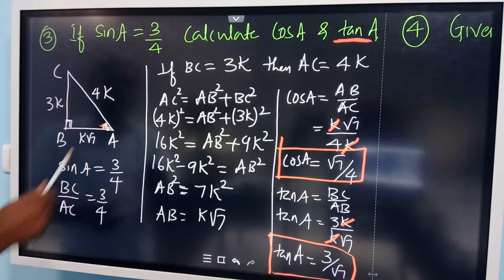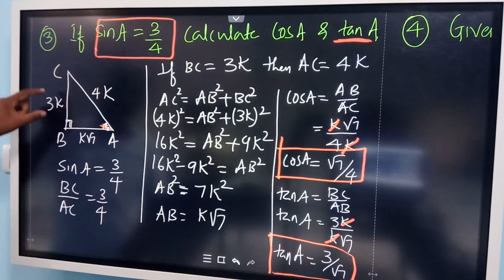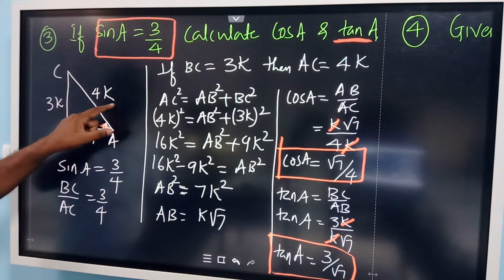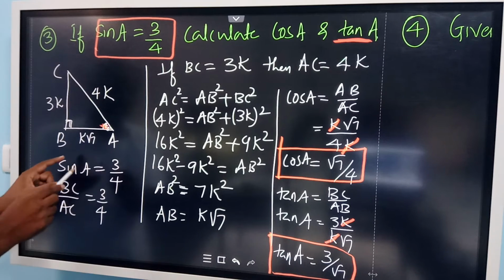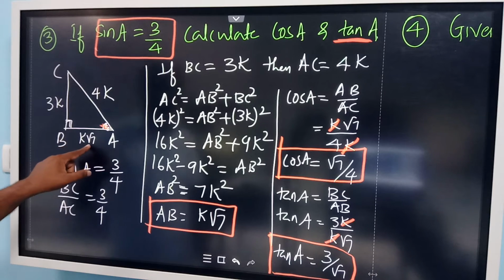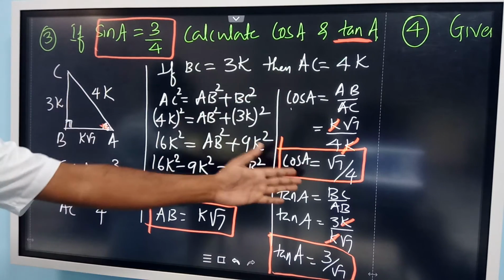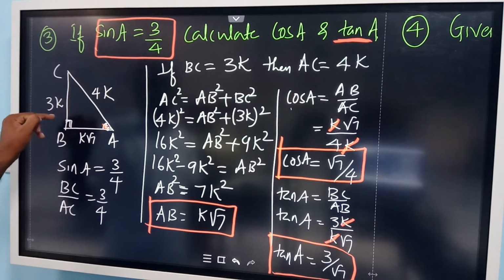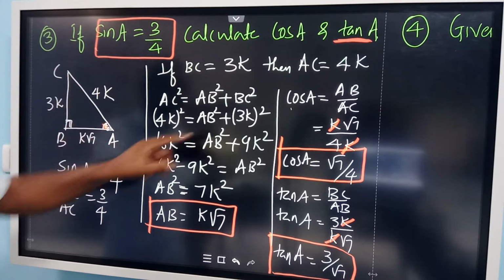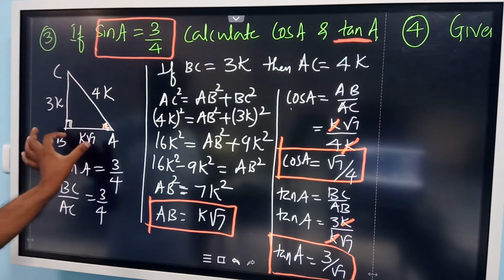See, in this question the sin A ratio is given as 3 by 4. So sin A means opposite side by hypotenuse. If this is 3K, this will become 4K. Use Pythagoras theorem and find out the AB value. AB value you got is K root 7. After this, you can find out any trigonometric ratios. They ask only cos A and tan A. Cos A, adjacent side by hypotenuse, AB by AC. Then the second one, tan A, opposite side by adjacent side, BC by AB.